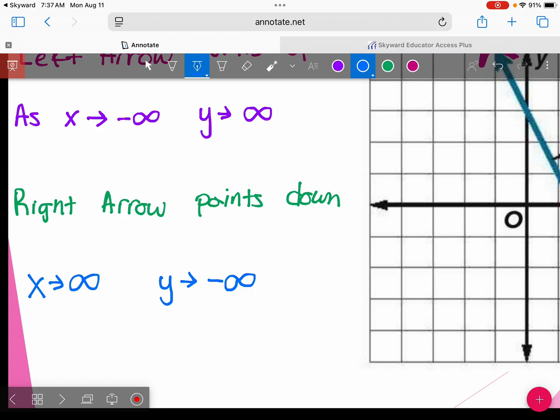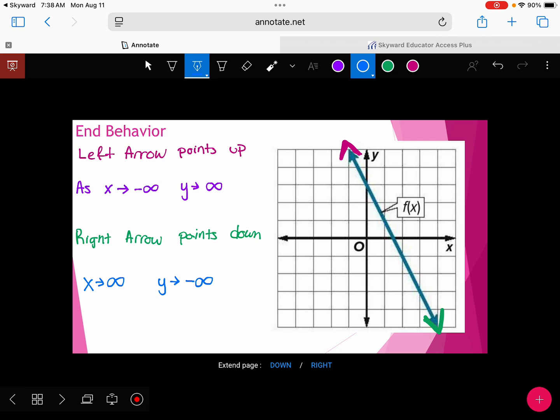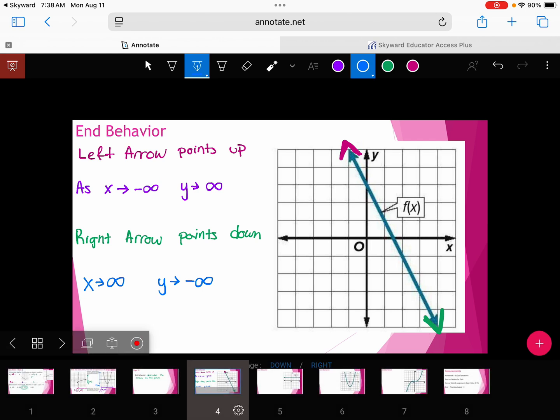So if our left arrow points up, that's what we say. And if our right arrow points down, this is what we say. Questions on this one as it sits right now? Okay.